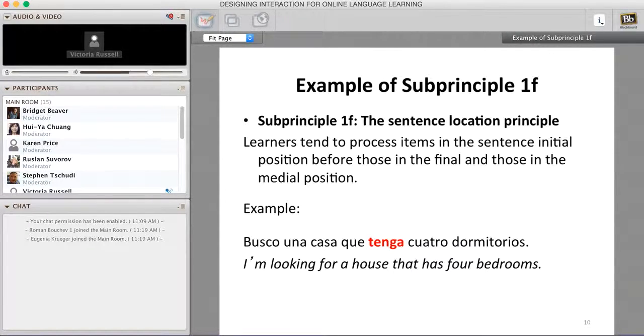Sub-principle 1F is the sentence location principle, and it's a sub-principle of the primacy of meaning principle, which is principle 1. According to this sub-principle, learners tend to process items in the sentence initial position before those in the sentence final position, and they will process items in the sentence medial position last. That is after processing items in the sentence initial and sentence final positions. In other words, our natural tendency is to skip over the middle of sentences or utterances.